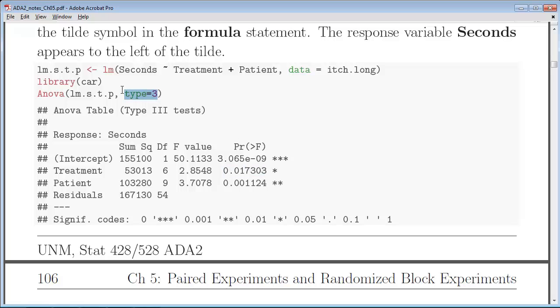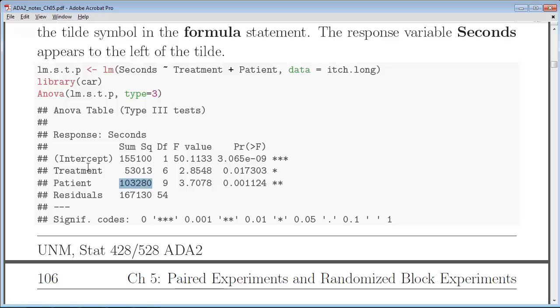Other types of sums of squares are type 1 is probably the most popular after type 3, which is called sequential sums of squares. That means you start with the intercept, so you sort of account for the grand mean, and then you add treatment, but this p-value will just be, is treatment important after the grand mean? So this does not control for patients, which is the next one. So that's why it's called sequential. And then the next sums of squares will be patient after controlling for everything before it, and so on.